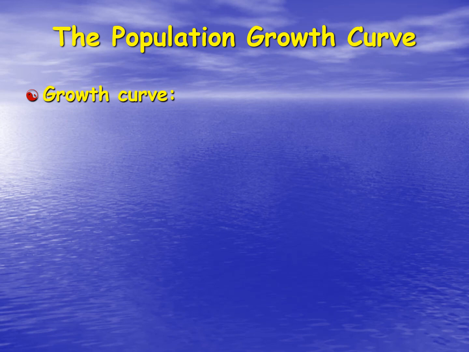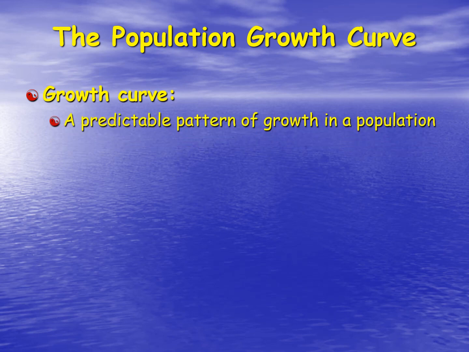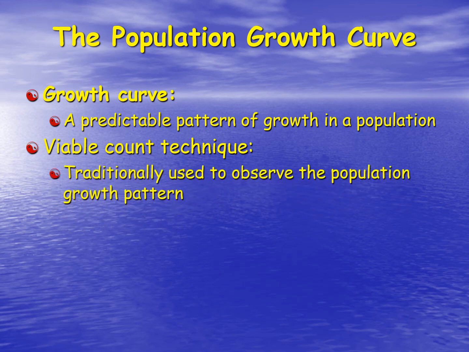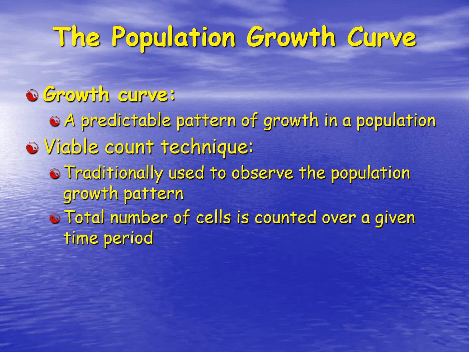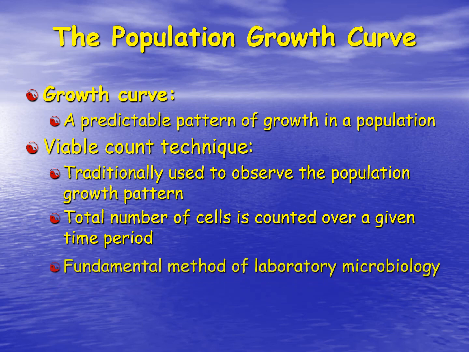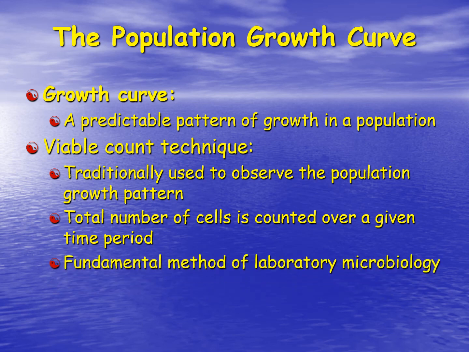What this is referred to is the growth curve, and this is a predictable pattern of growth within a population. And this can be applied to any population. And we can look at the number of microbes as a viable count technique. Traditionally, it's used to observe the population for the growth pattern. The total numbers of cells are counted over a given time period, and we'll talk about that a little later. This is a fundamental method of laboratory microbiology.